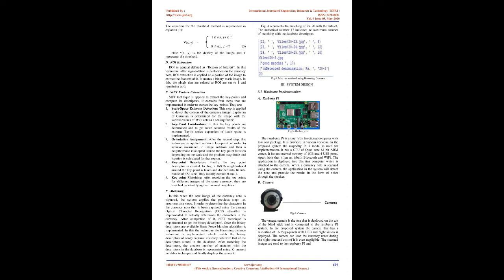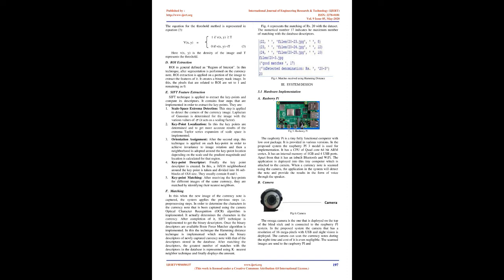E. SIFT feature extraction. The SIFT technique is applied to extract the key points and compute its descriptors. It contains 4 steps that are implemented in order to extract the key points. They are: 1. Scale space extrema detection. This step is applied to detect the corners of the currency image. Laplacian of Gaussian is determined for the image with various values of sigma, which acts as a scaling factor.